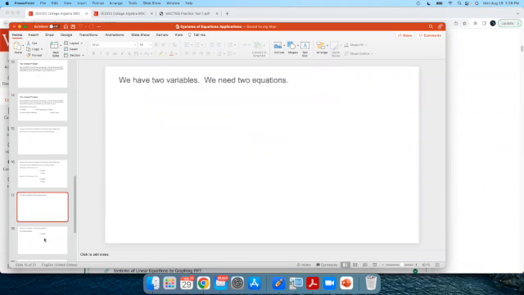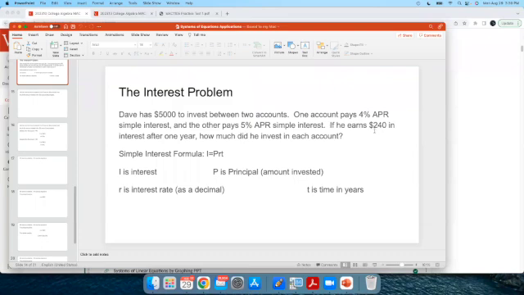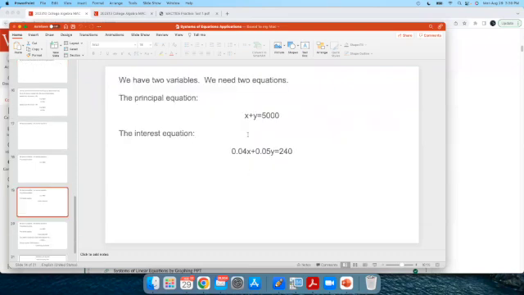So then we get 2 equations. First, the principals have to add up to 5,000. That's how much money he's got to play with. That's like my ticket equation, right? Adults plus children equals the total number of tickets. Well, principal plus principal would be the total principal. And then my interest equation. The interest I earned in one plus the second will be the total interest. See up here, my total interest was 240. I've got 2 equations. I could solve this system.